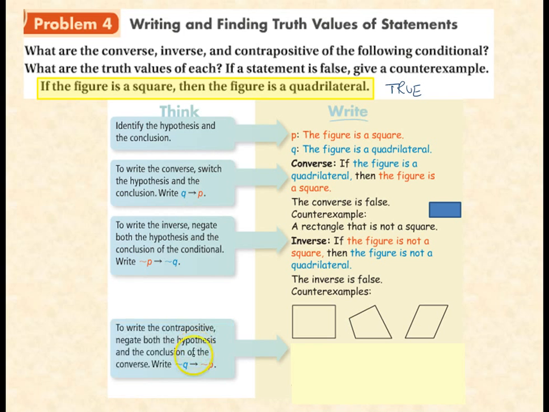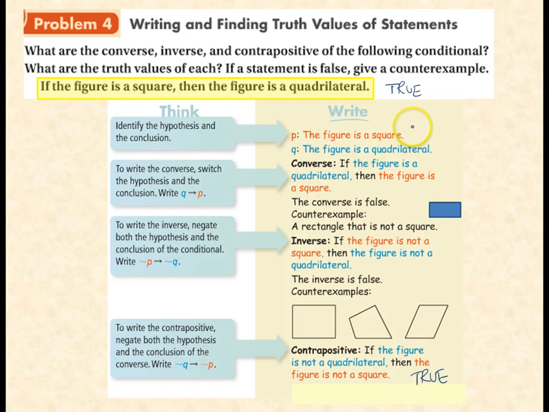How about the contrapositive? The contrapositive switches the original order and negates them. So not Q implies not P. So in this situation, it would mean if a figure is not a quadrilateral, then it is not a square. And that is true. If a figure is not a quadrilateral, that means it doesn't have 4 sides. And if a figure doesn't have 4 sides, there's no way it could be a square. So that's true.